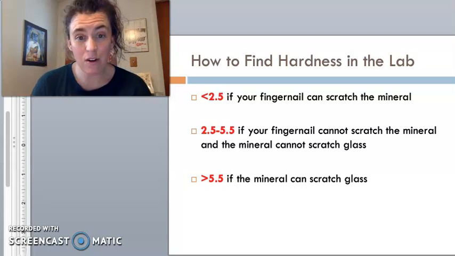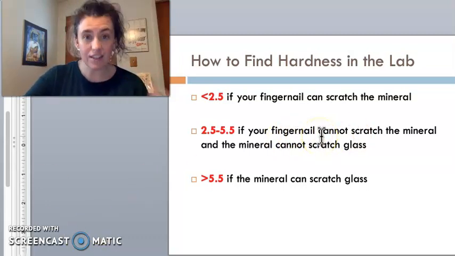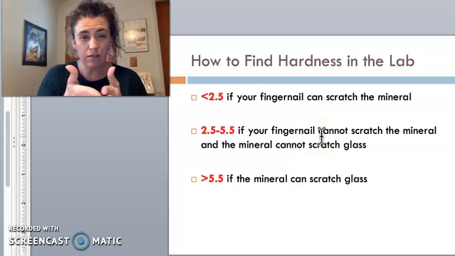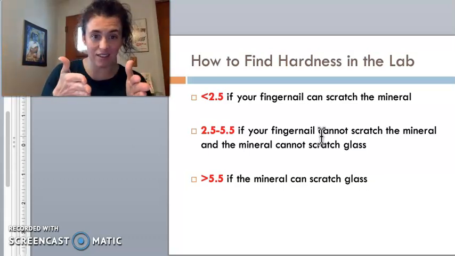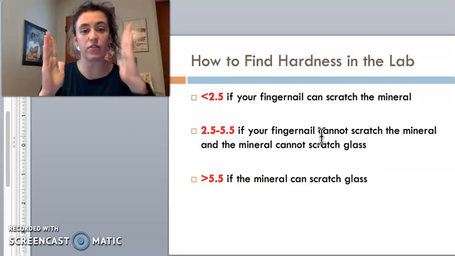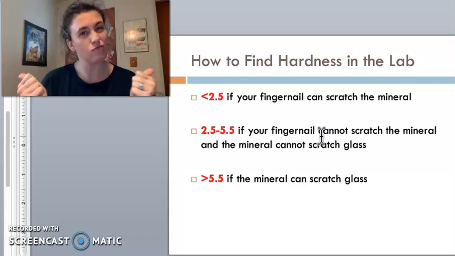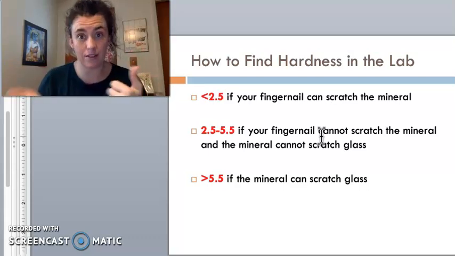And then if you have a mineral that your fingernail cannot scratch, so that means it's harder than your fingernail, but it does not scratch glass, so it's less than glass. So now we've got it's in that range of 2.5 to 5.5. Make sense? So again, this is relative. It's relative to your fingernail and to the piece of glass.